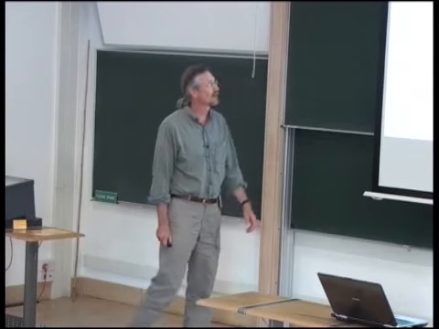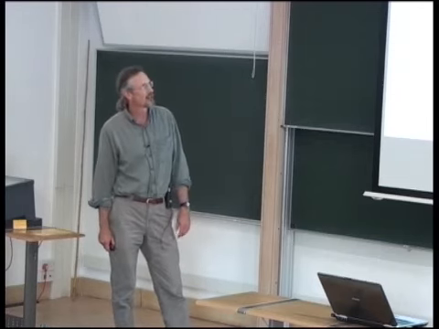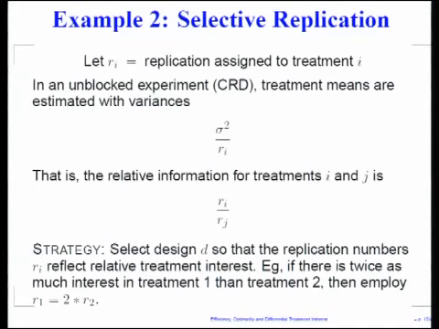So let Ri be the replication assigned to treatment i. Well, in an unblocked experiment or completely randomized design, of course, we all know the means are estimated with variances sigma squared over Ri, right? And so the relative information in an unblocked design is just Ri to Rj for various treatments. So here would be a very simple strategy. If you have twice as much interest in treatment 1 as you have in treatment 2, then assign twice the replications to treatment 1 as to treatment 2.